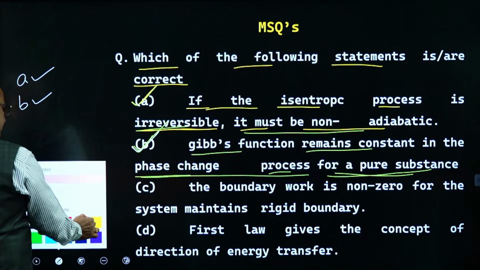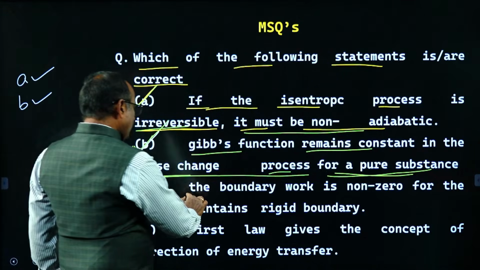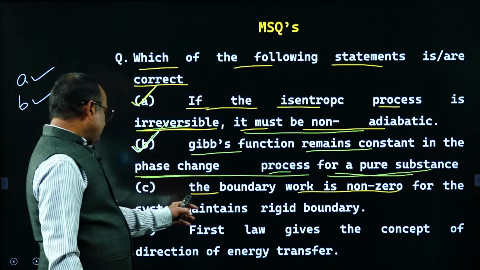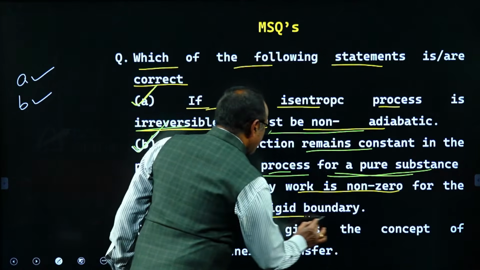Look at option C. The boundary work is non-zero for a system that maintains a rigid boundary.